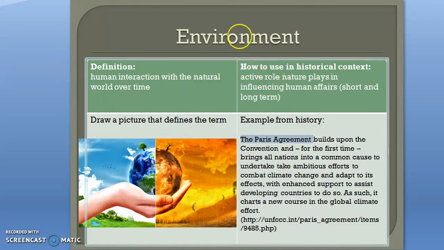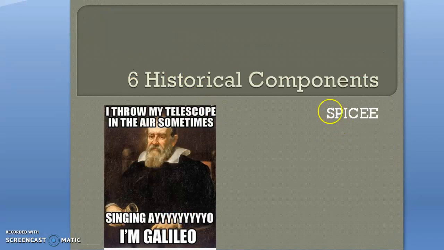All right, and that's it for us. That is your 6 components of history. So just to recap on that, SPICEE: social, political, intellectual, cultural, economic, and environment. Those are your 6 categories of history. As you read, categorize them.